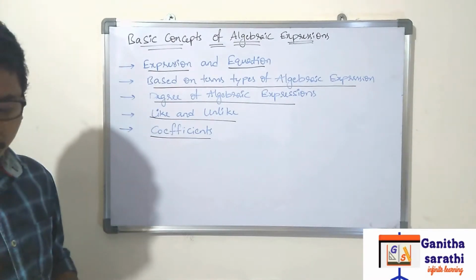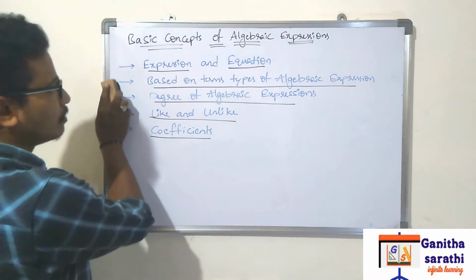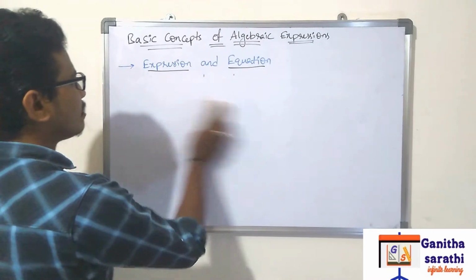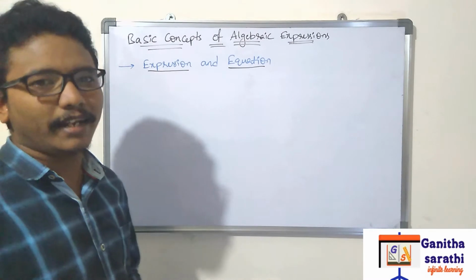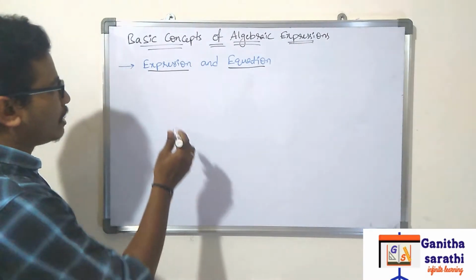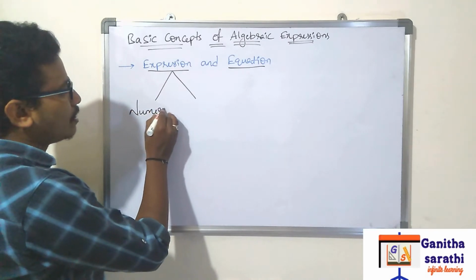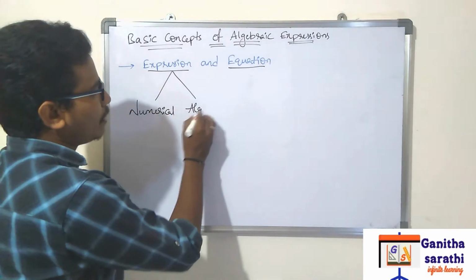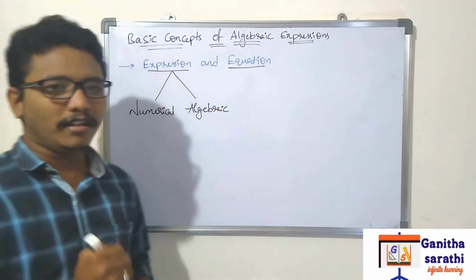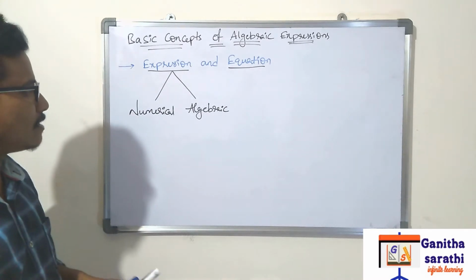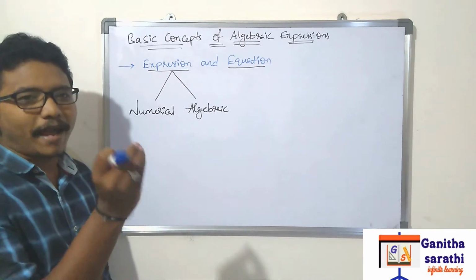Okay, now see, first what we have to know: what is meant by expression and equation. The first topic is what is the difference between an expression and an equation. First of all, see, expression will be of two types. One will be numerical expression and the other will be algebraic expression. Numerical expressions means it contains only numbers, okay, numbers separated by mathematical operations.